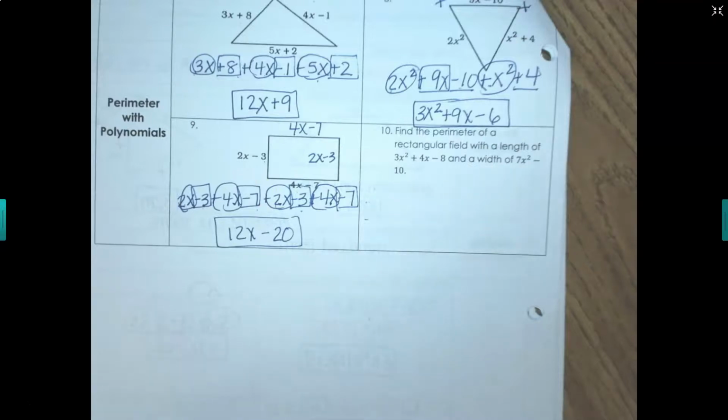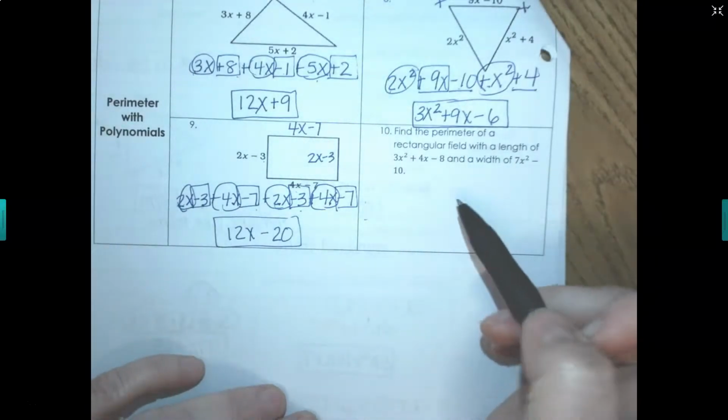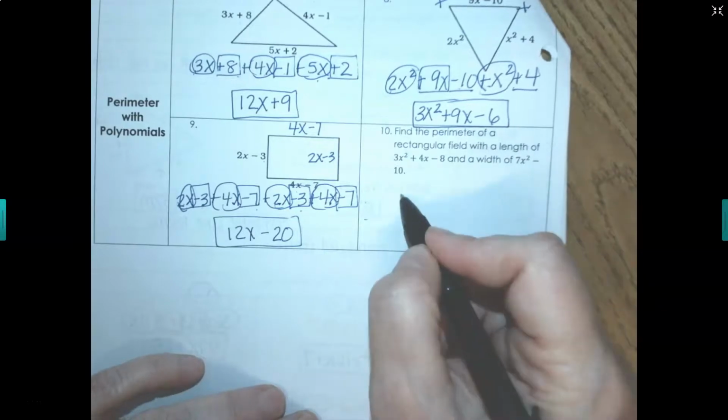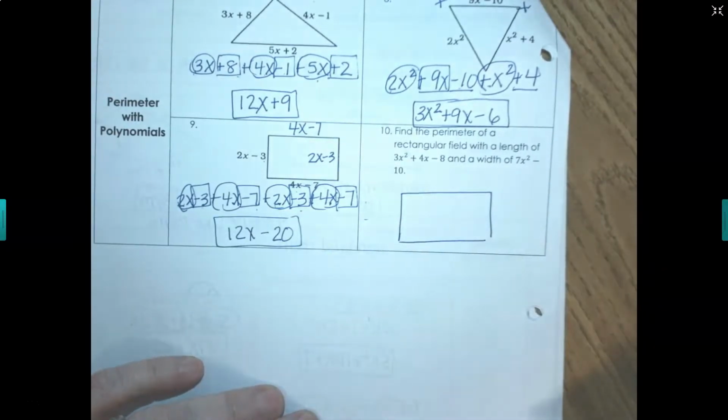All right, one last one. This one just says words. It didn't even give you a picture. Find the perimeter of a rectangle field with a length of 3x squared plus 4x minus 8 and a width of 7x squared minus 10. So anytime I have a word problem telling me about a figure and they tell me the shape, I'm going to draw the shape. It said a rectangular field. There we go. There's a rectangle.